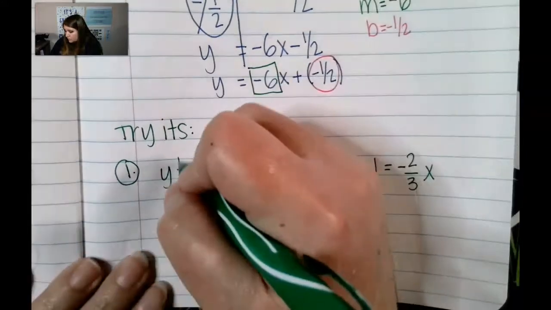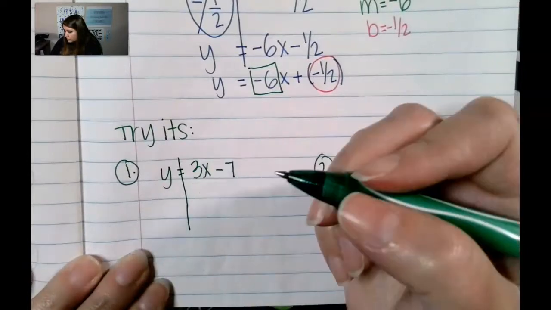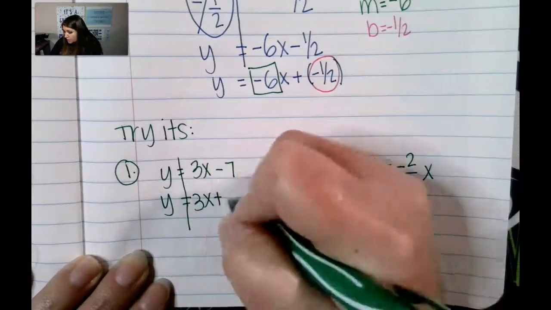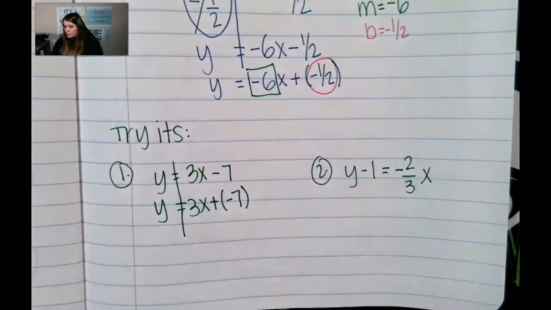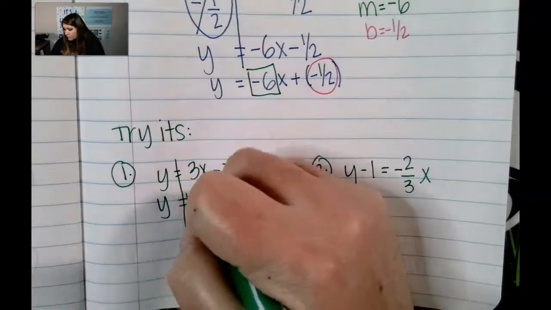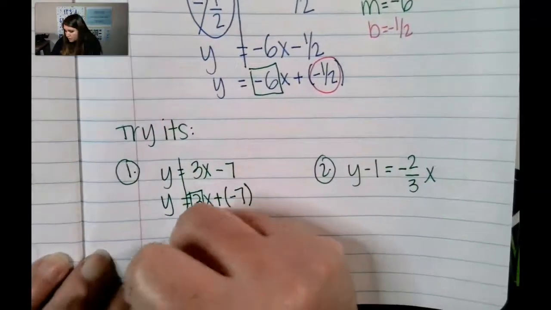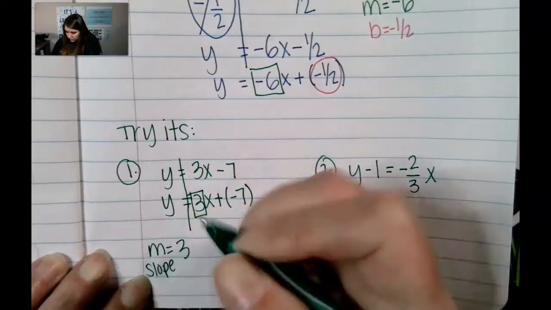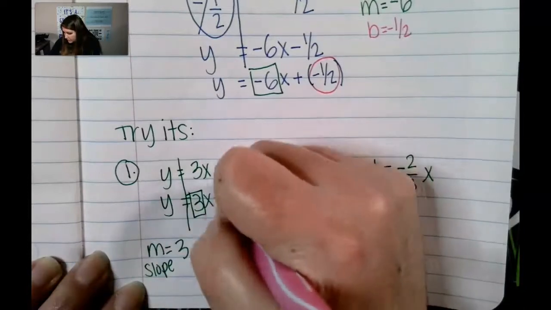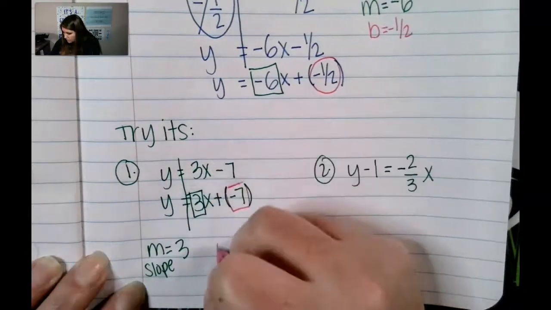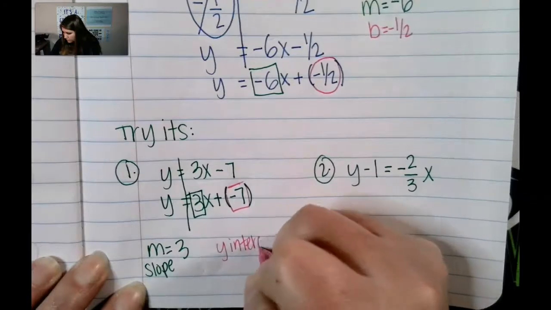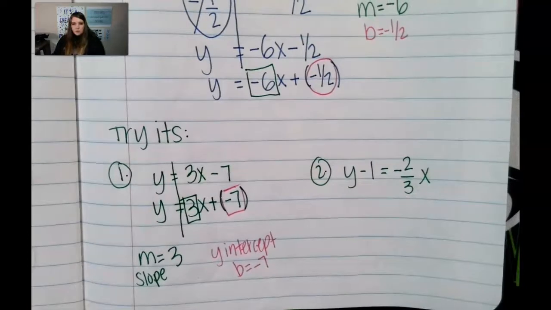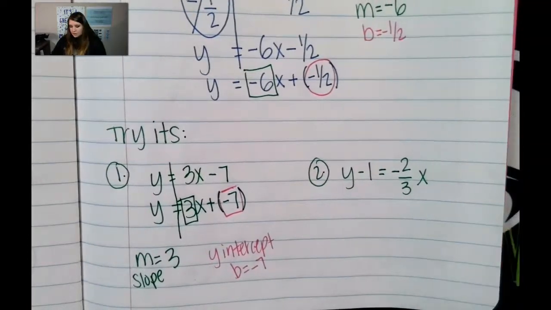All right, so the first thing we want to do is rewrite this. So it says y equals 3x plus -7. Now I can identify the 3. So the m equals 3. My slope is 3. And my y-intercept, or my b, equals -7.